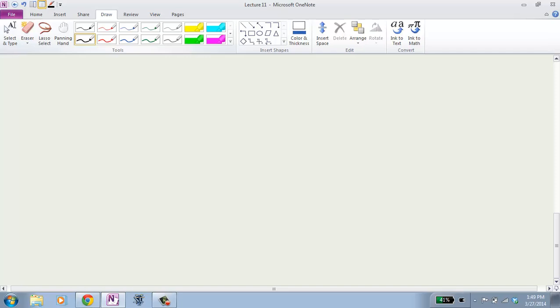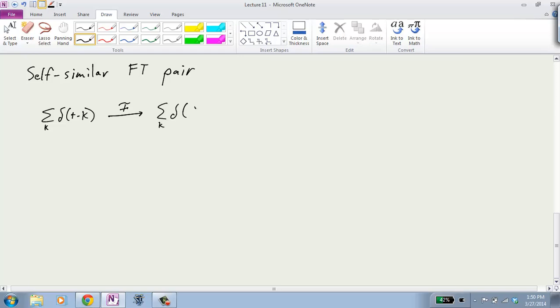Okay, first of all, we had examples of a self-similar Fourier transform pair. What we saw was that the sum over k of delta of t minus k, when you took the Fourier transform, you got sum over k of delta f minus k, the same exact thing back. Okay, that was fun.